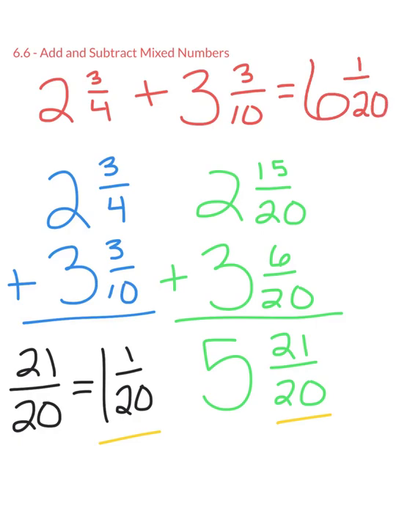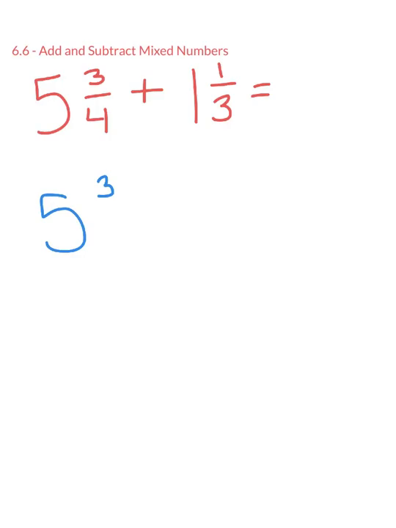Let's look at one final example where you have to simplify the answer. 5 and 3/4 plus 1 and 1/3. Alright, so we have 5 and 3/4 plus 1 and 1/3. And the first thing I want to do is rewrite the fractions so they have a common denominator. So I need a common denominator for 4ths and 3rds. So a common denominator for 4ths and 3rds is 12ths.